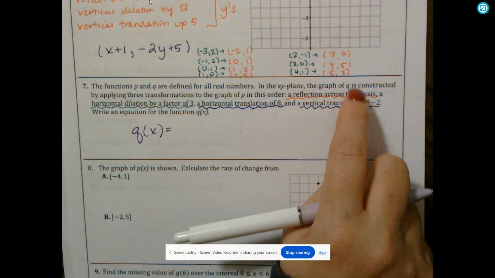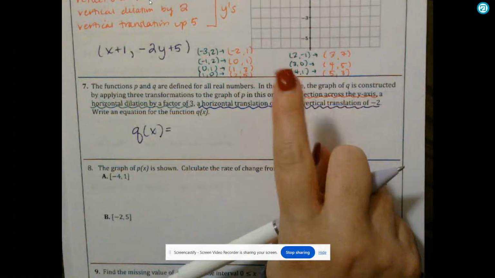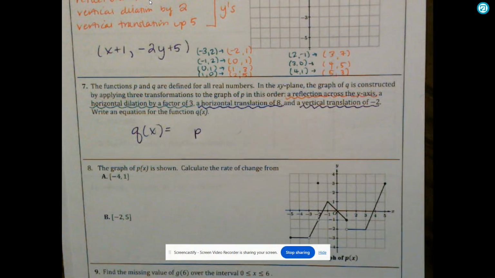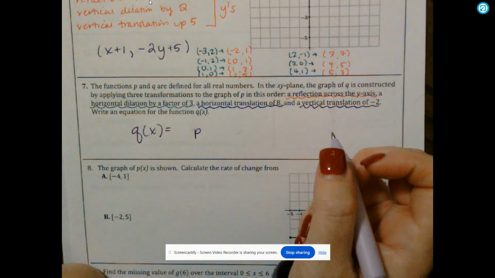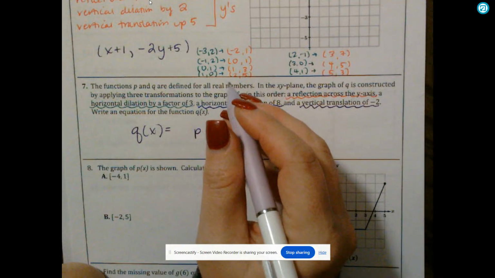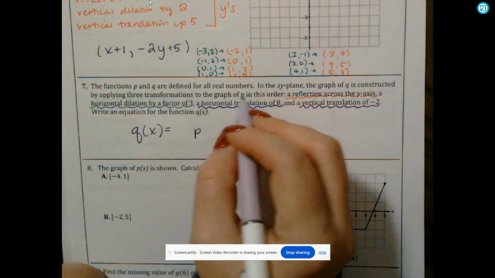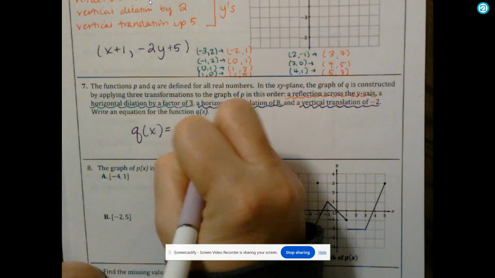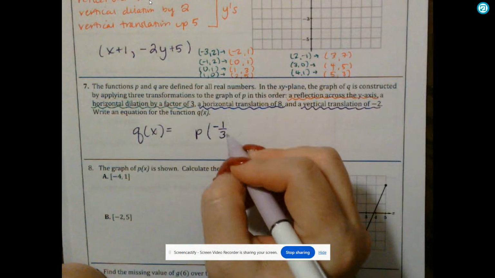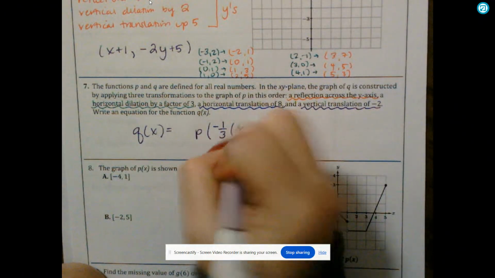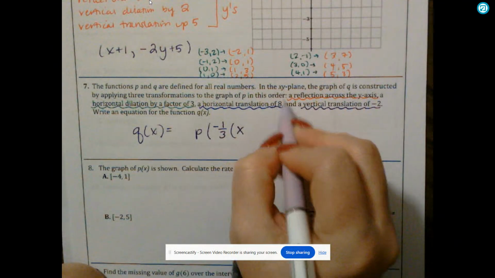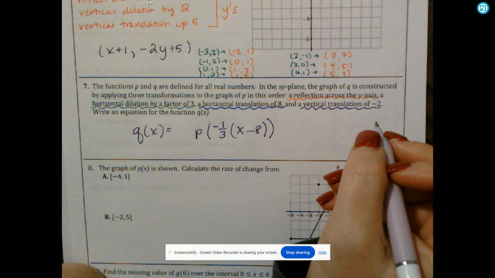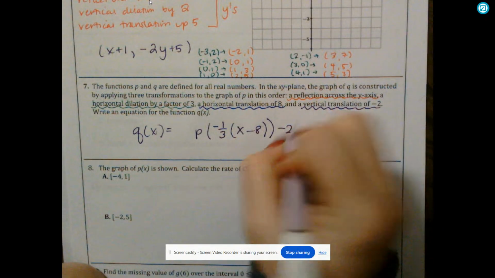The graph of Q is constructed by applying transformations to P. So if I start with P, I think on my key it does say F, but P is what the problem says. If I'm doing a horizontal dilation by a factor of 3, that means inside, which means it's 1 over B. So that's going to be -1/3. The negative is my reflection, the 1/3 is my dilation. An x translation of 8, so that's a +8, so I'm going to put a -8 here. And then we are going to shift that vertically down 2. So there is your answer.